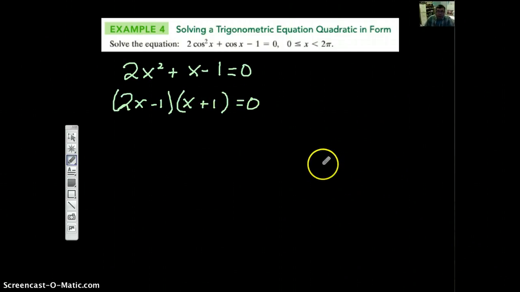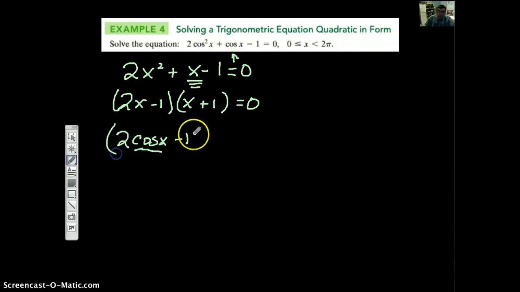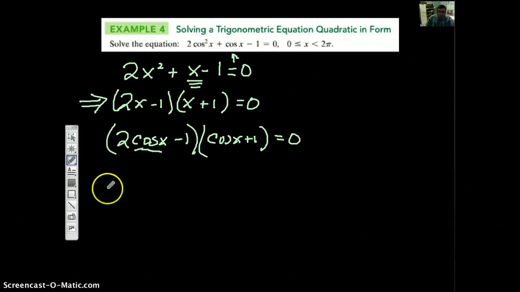All right, but I don't have x. My x term in my problem is actually just cosine x. So it's really going to be 2 cosine x minus 1. This is my x. And then this is going to be cosine x plus 1. All right, now let's solve these for 0. Just like we do the quadratic, let's solve these.